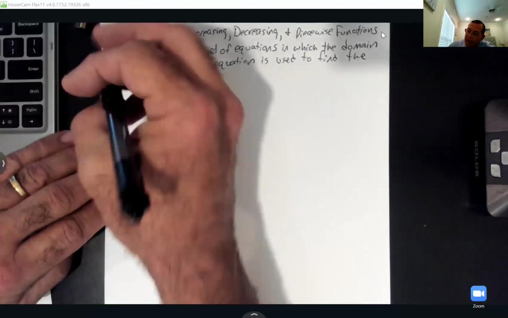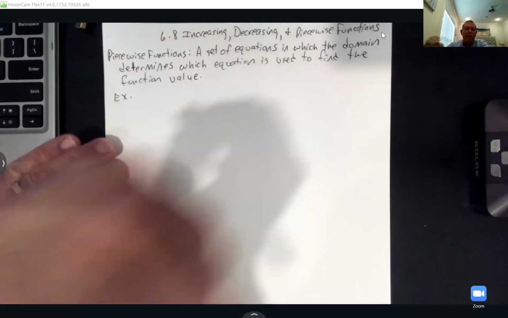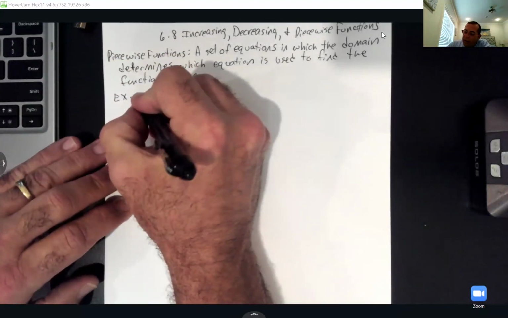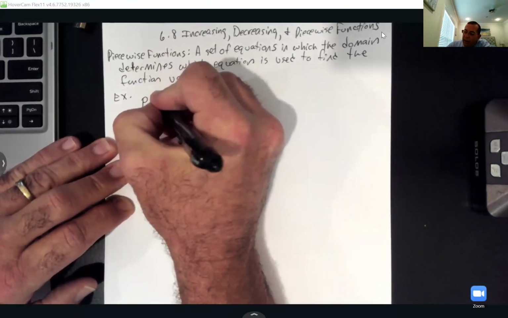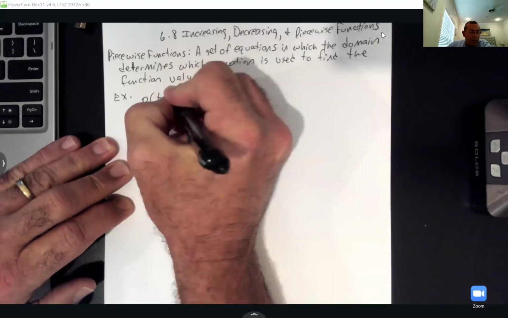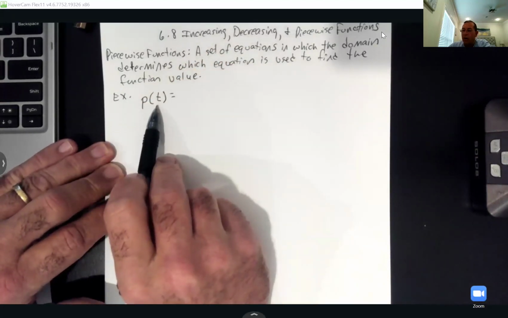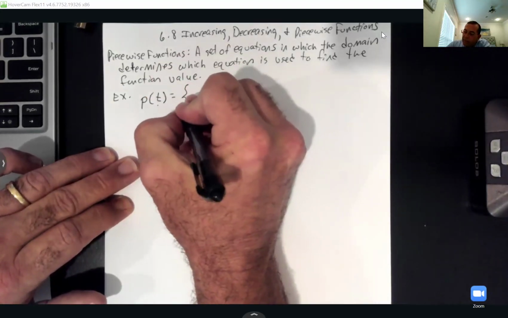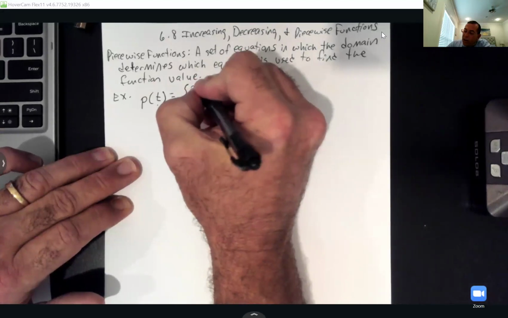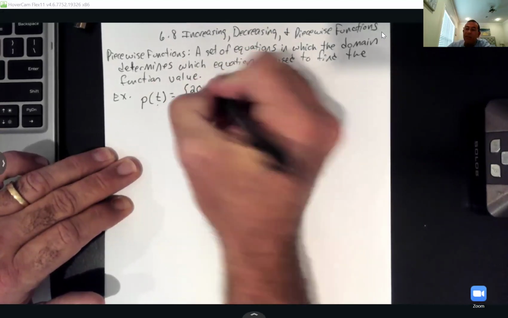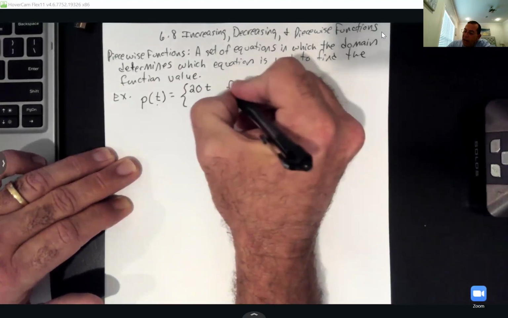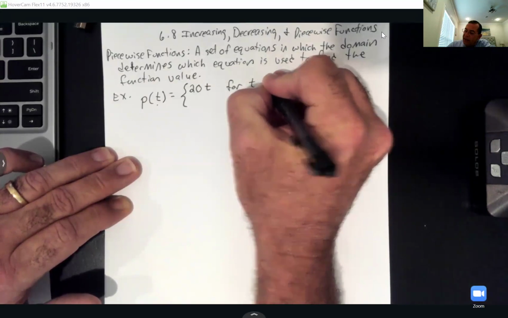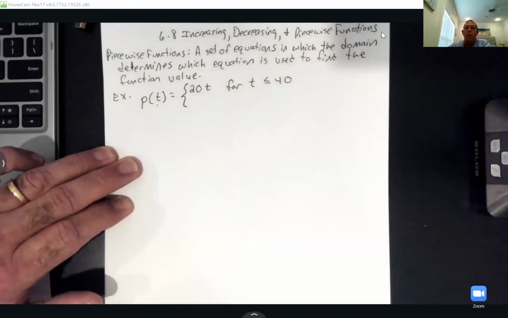So let me show you an example here. And I'm going to assume my person makes $20 an hour. So the pay depends on the hours you work. So that'll be the T for the time. So it'll be $20 an hour times T, which is my time. I would use that equation for any time that is less than or equal to 40.